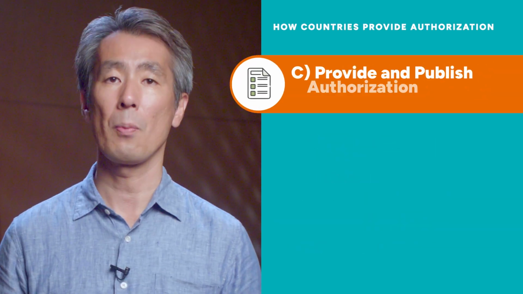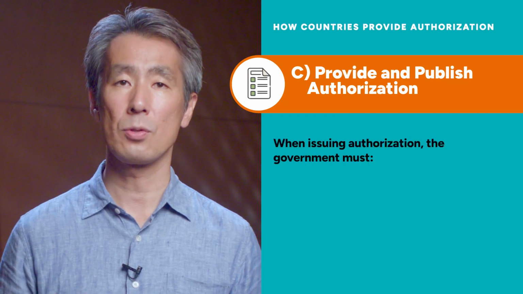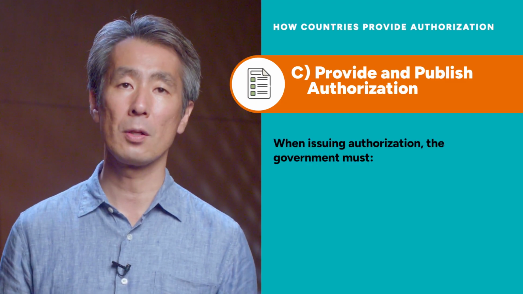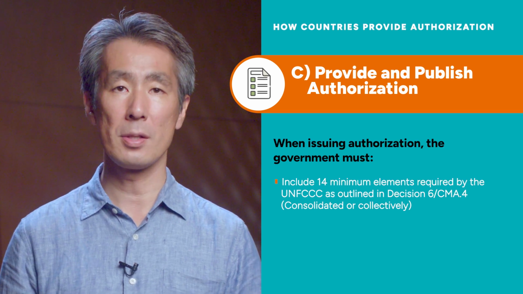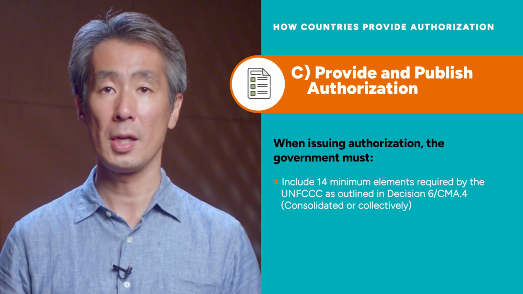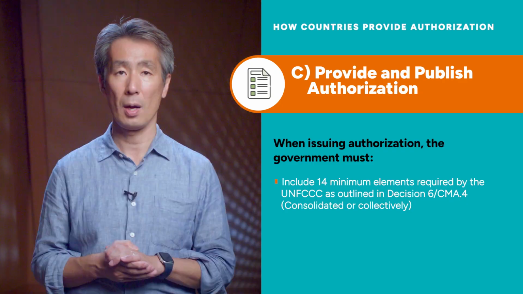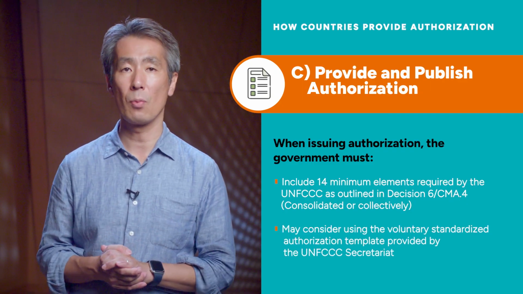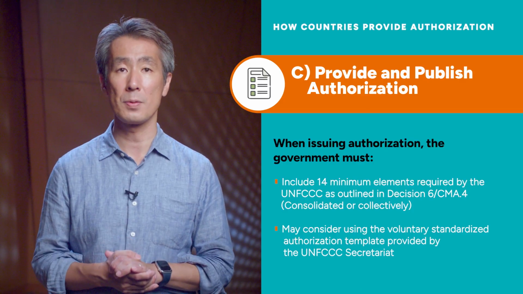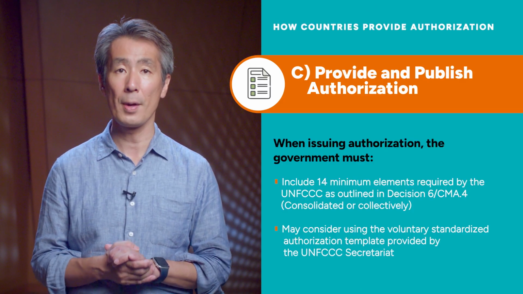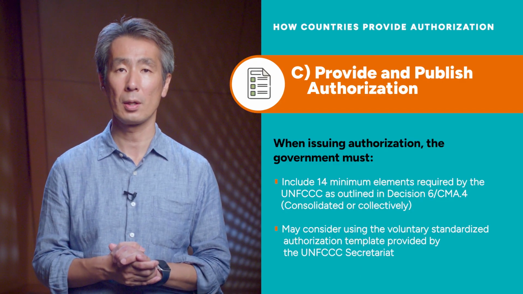C. Provide and publish authorization. When issuing authorization, the government must include all 14 minimum elements required by the UNFCCC as outlined in Decision 6/CMA.4. Consider using the voluntary standardized authorization template provided by the UNFCCC Secretariat, available on the Centralized Accounting and Reporting Platform, CARP.